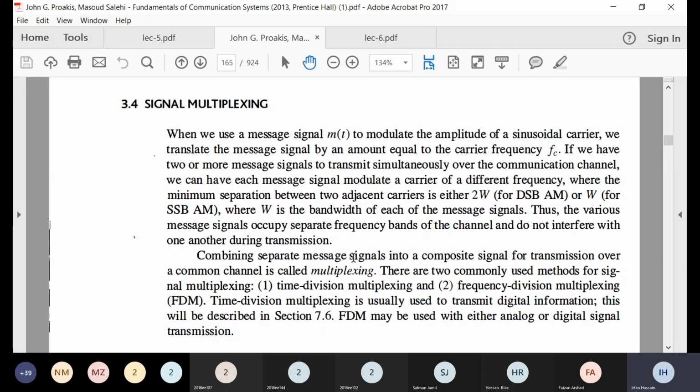This is called multiplexing, and you have various methods. One is time division multiplexing, another is frequency division multiplexing.